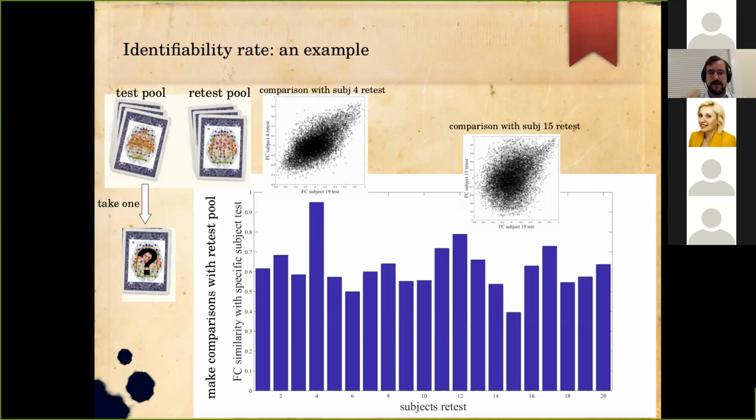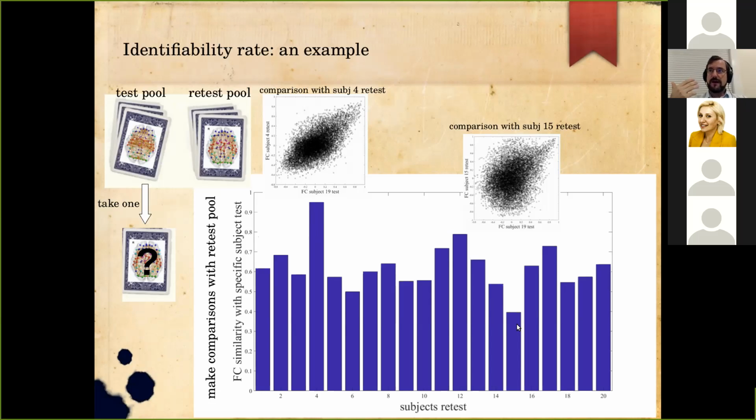What do I mean by that? Okay, let's assume that unfortunately it was not subject 4. So let's assume that based on these comparisons, based on correlation coefficients, subject 4 retest is the most similar to the question mark subject test, but I'm telling you that unfortunately it was not the subject. From the standpoint of identification rate, now it didn't matter if in reality it was subject 12 or subject 15.